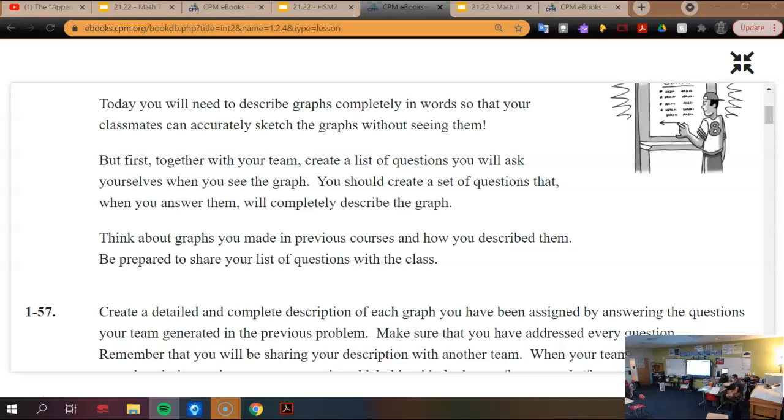So do we just not connect them? Are discrete graphs connected? No. Answer your own question, silly.